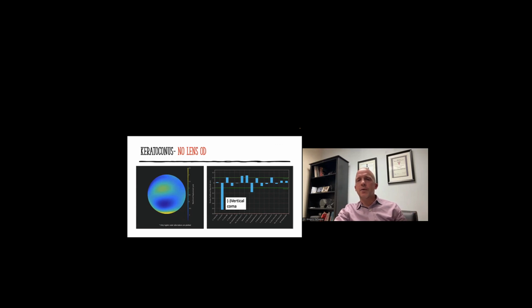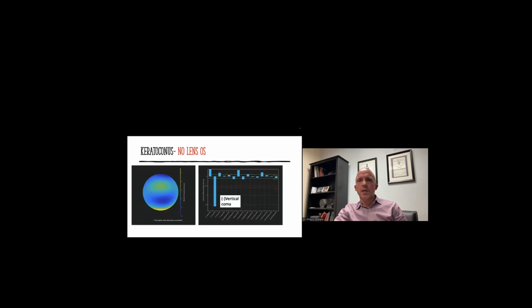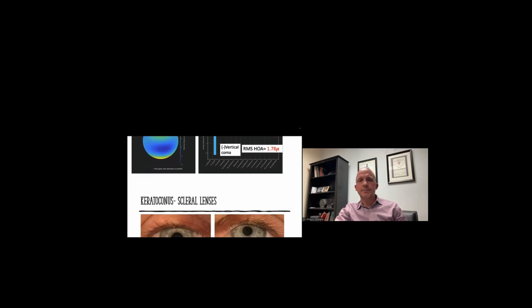These are his aberrations without a contact lens on his right eye. Again, this is your typical significant negative vertical coma. His RMS value, root mean square, is that quantitative amount of total aberrations. It isn't very high, just a little bit double of what normal is. This is his left eye, which looks really the same, but with more of it and a higher RMS value. It makes sense because his keratoconus is more severe in his left eye.